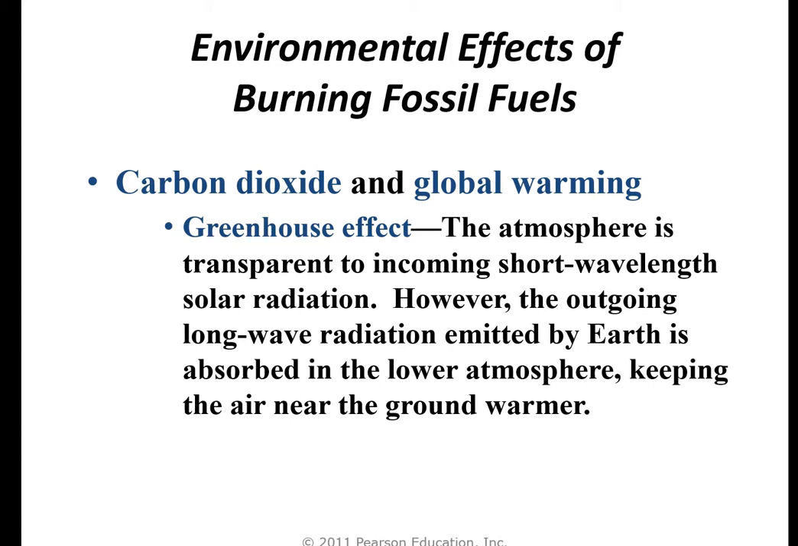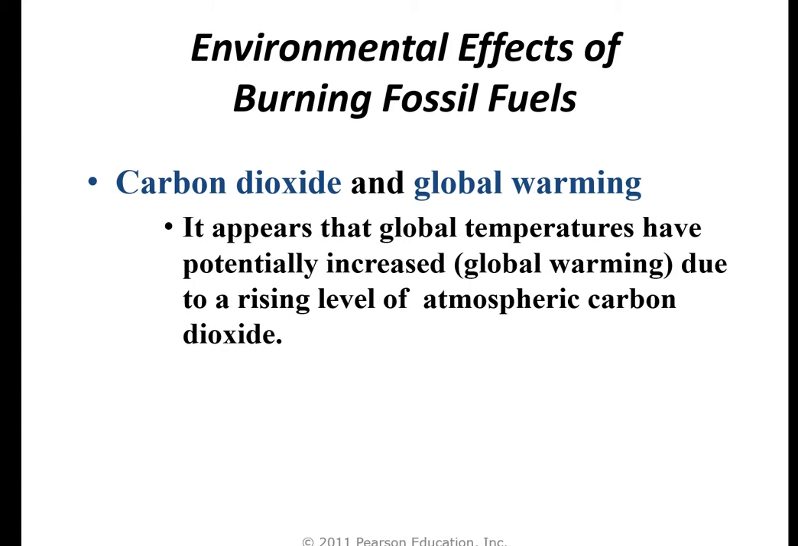And we do know that since the Industrial Revolution around the 1780s, the increase of carbon dioxide has gone up significantly, and especially within the last 50 years, it has really started to go up exponentially into a very high spike. And now we have reached 400 parts per million of carbon dioxide in the atmosphere. It appears that global temperatures have potentially increased, global warming of course, due to a rising level of atmospheric carbon dioxide. Certainly there are other factors that would probably come into play in global warming, but we do know that the increase in carbon dioxide does seem to play a role in this.